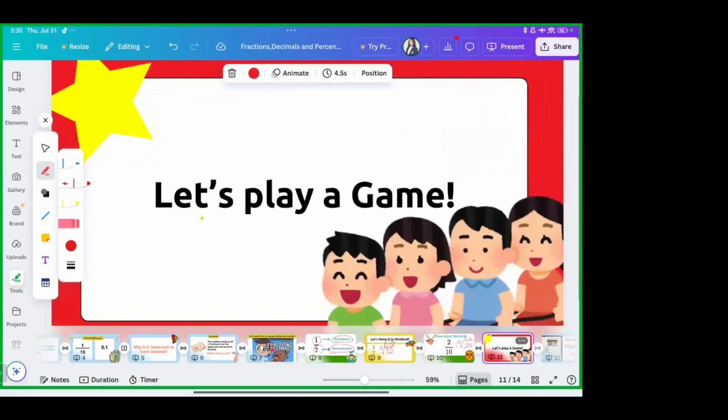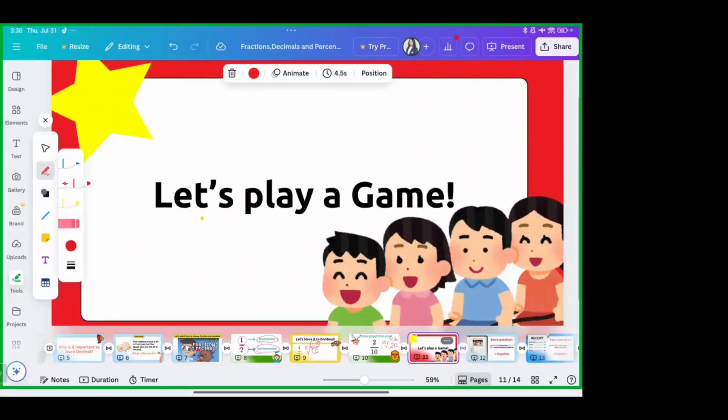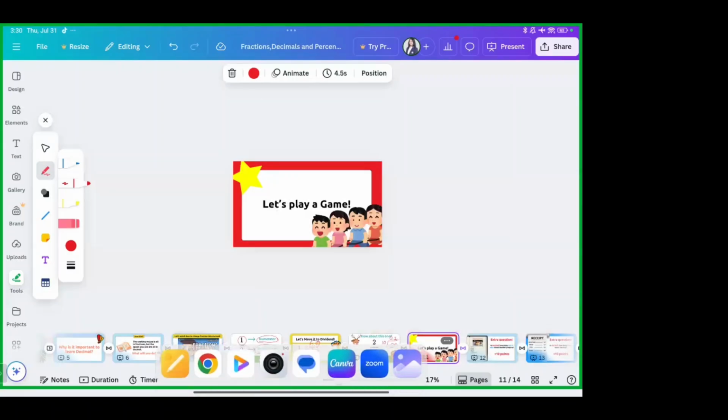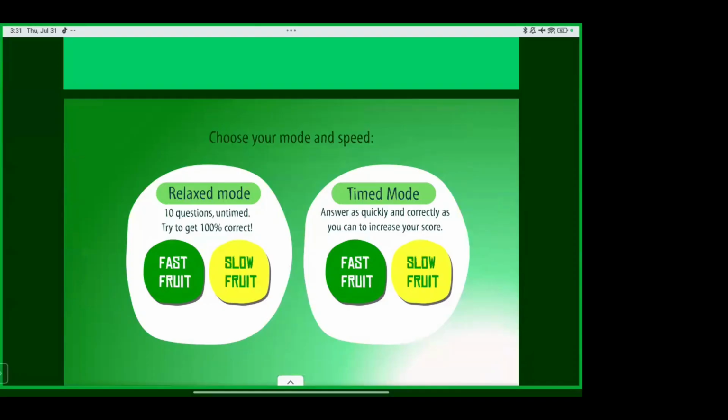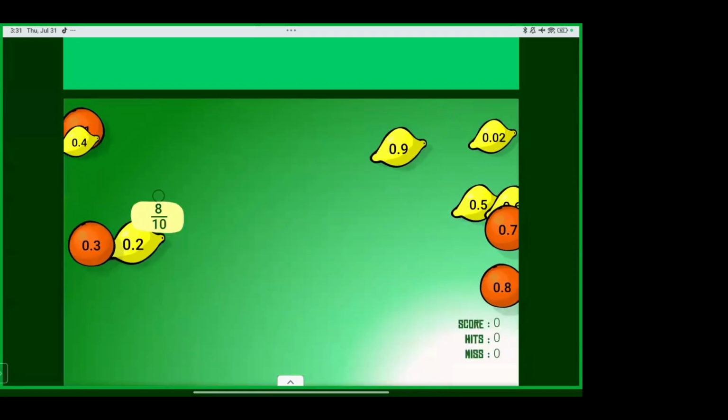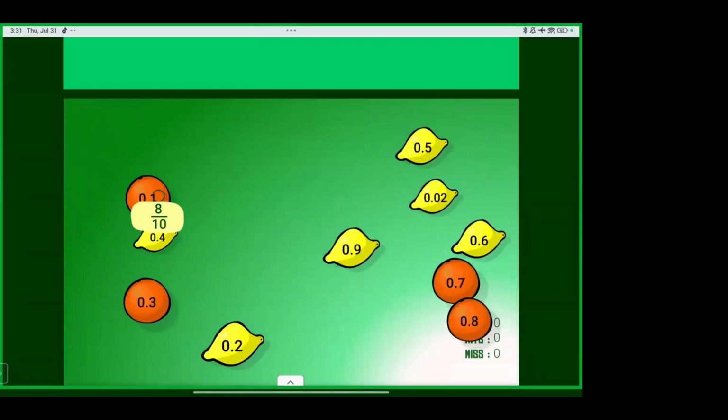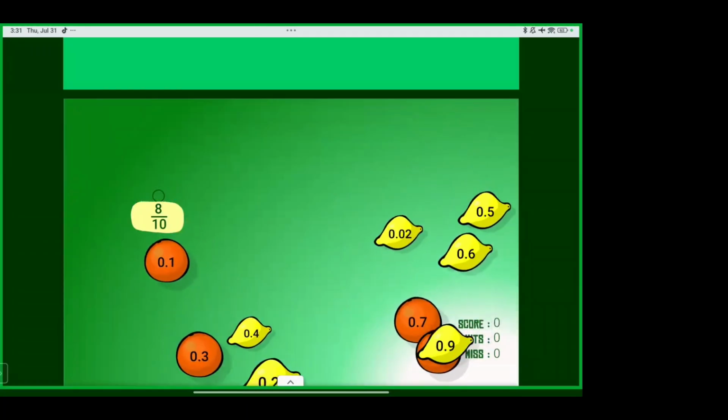Okay, now let's play a game. I already sent the list of groups in our WhatsApp group. So this will be a group game. Do you already know your team members? Okay, let's play the game. Okay, let's start the game. Please raise your hand if you know the answer.